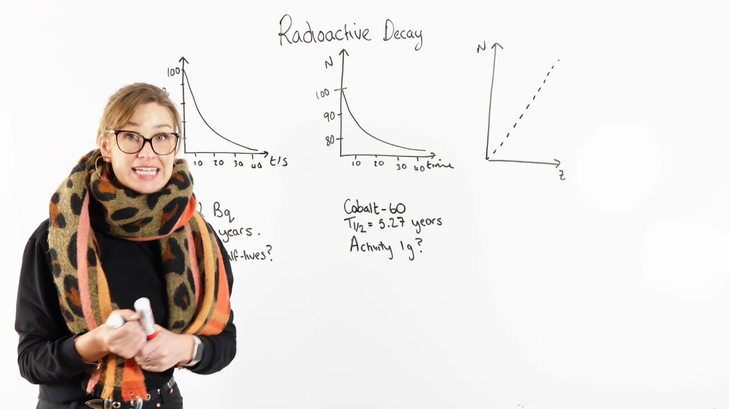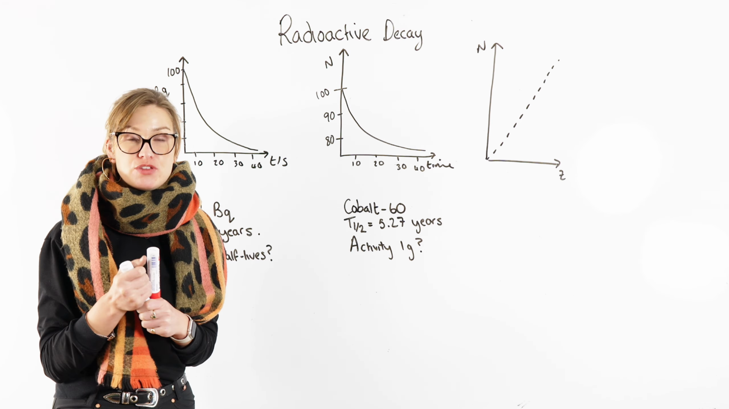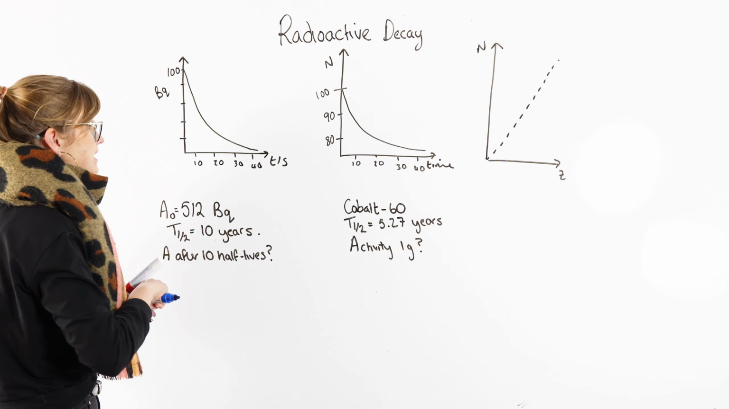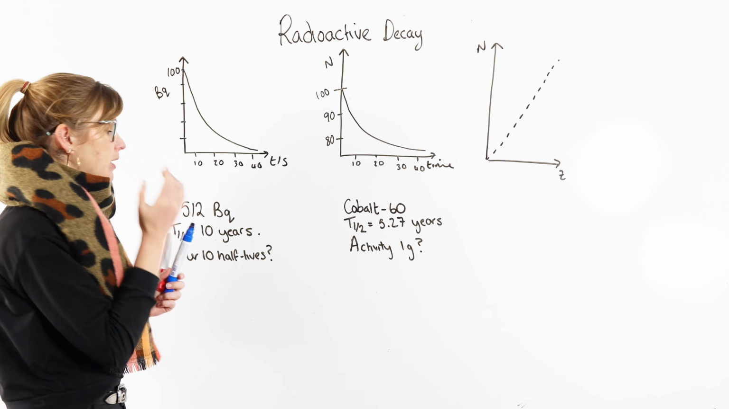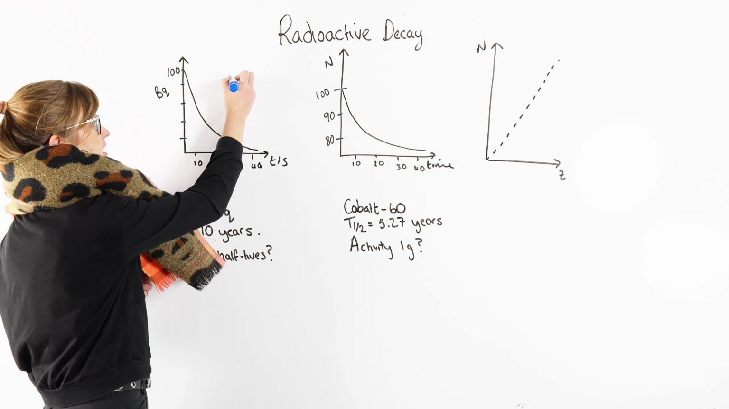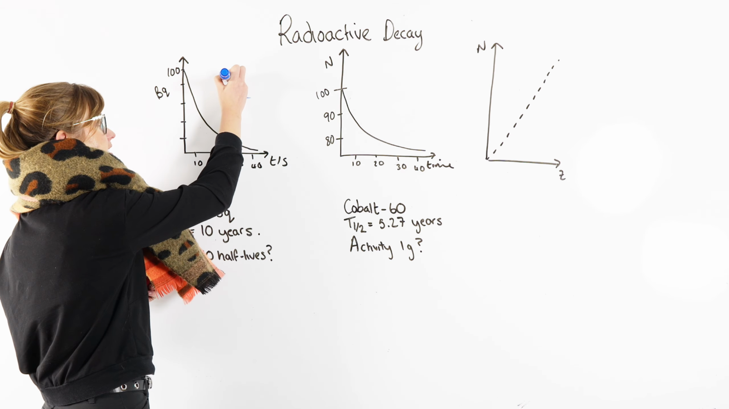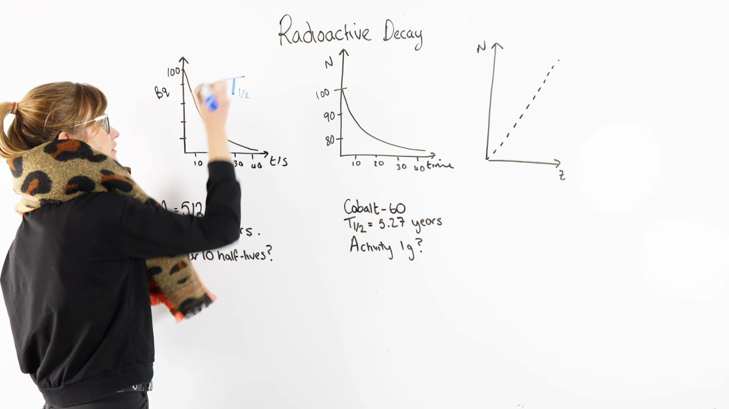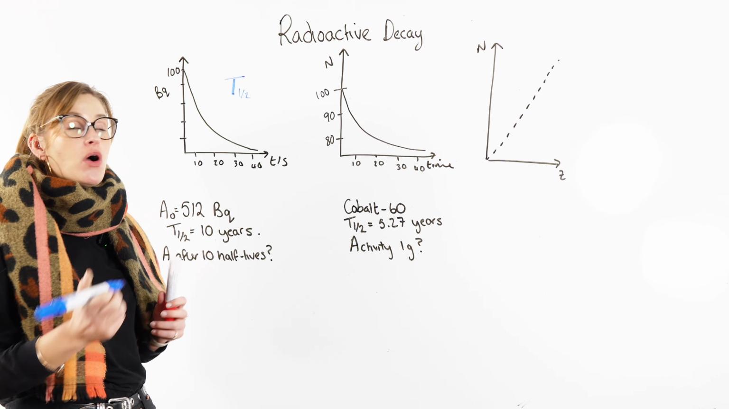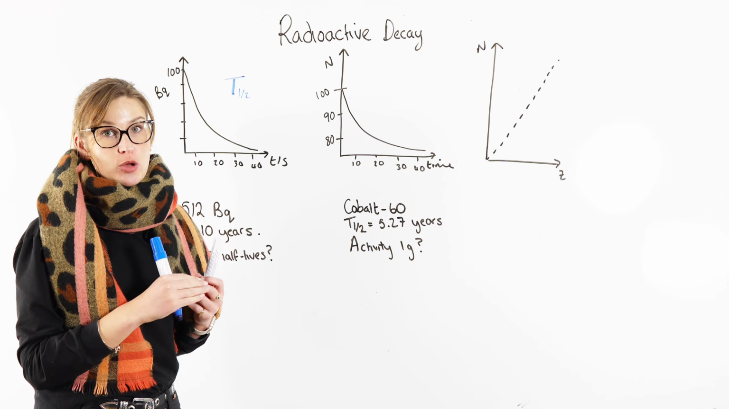So the first one is a really nice one. Sometimes they still do give you these really nice graphs where it's really easy for you to see what the half-life is. Because remember, half-life we represent now with T, that little subscript half. Half-life represents the time it takes to decay by half: the time it takes for the activity to drop by half, or the time it takes for the number of nuclei to drop by half.